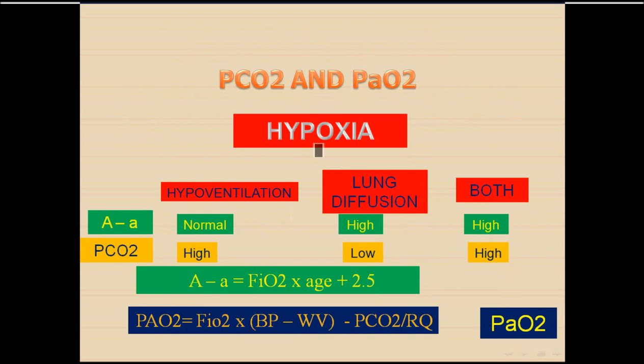So to conclude, when you look at hypoxia, just measure the alveolar-arterial gradient. If it is normal, this means hypoventilation for sure, and the carbon dioxide will be high. But if the alveolar gradient is high and carbon dioxide is low, this means that the patient is hyperventilating and the problem is diffusion. But when the alveolar gradient is high, carbon dioxide is high and the patient is hypoxic, for sure this is a problem of diffusion and a problem of hypoventilation.